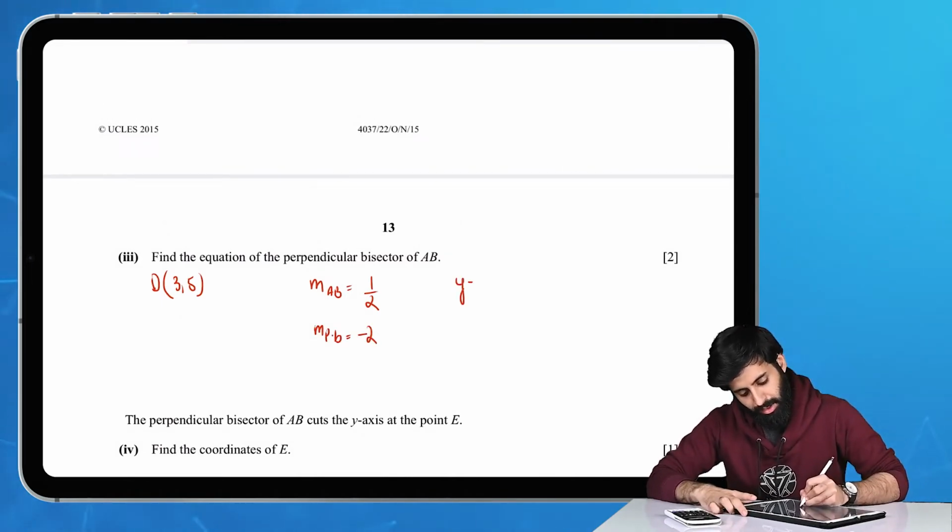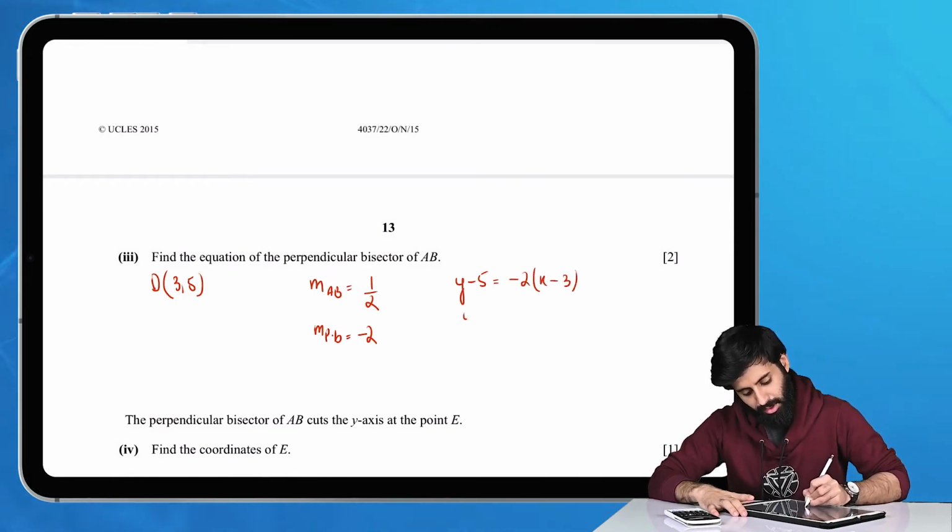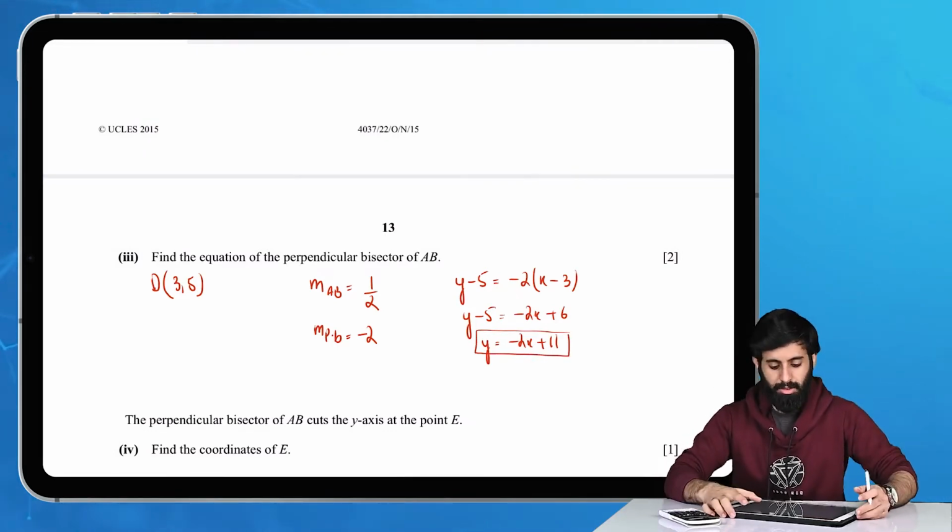And now we just put it all together. So y minus 5 equals -2 times x minus 3. So we're looking at y minus 5 equals -2x plus 6, which means y is equal to -2x plus 11. And there you go. This is your final answer.